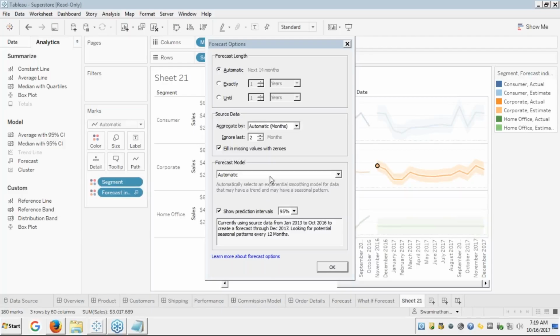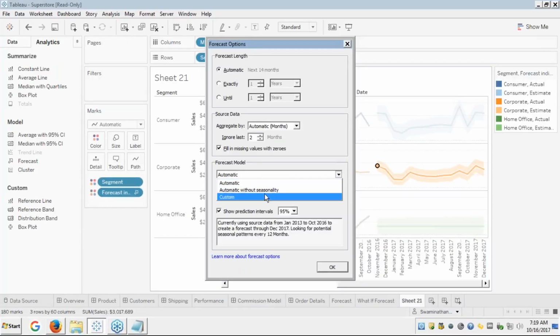Okay, so when we are selecting automatic here in the forecast model, you can customize this forecast model. By default it automatically selects an exponential smoothing model of data that may have a trend and may have a seasonal pattern also. When you select automatic, it detects seasonal changes and any other changes in the model. If there is a change in the model or some data is spiking up in certain months, it captures those changes and implements them for the forecasting also.